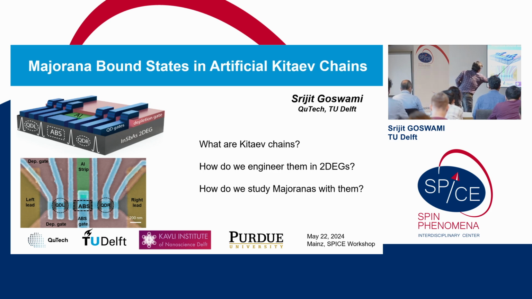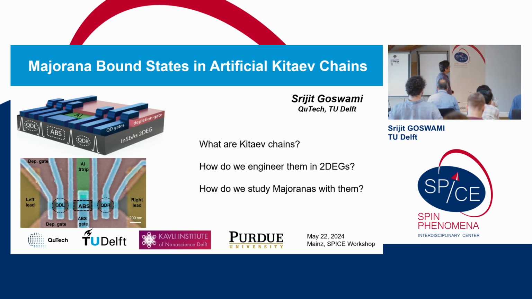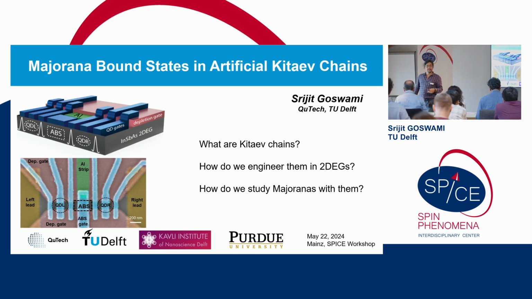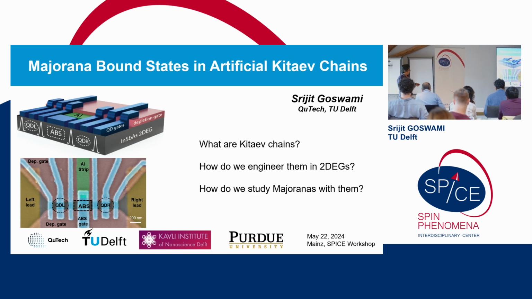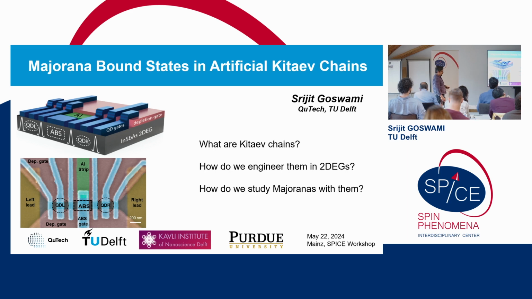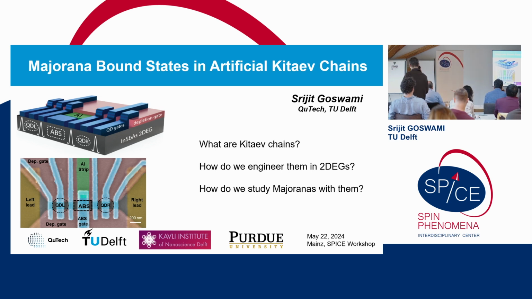So I'll be talking about systems which you see here, which are basically confined electrons in 2D systems, which are proximitized by a superconductor. So we're talking about superconductor-semiconductor hybrids in 2D systems. How do we engineer them? Then how do we study them? So how do we actually look at the properties of Majoranas, or how do the properties of Majoranas manifest themselves when we're looking at these Kitaev chains?